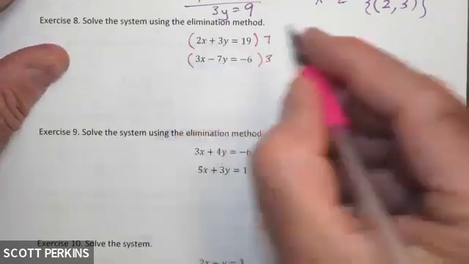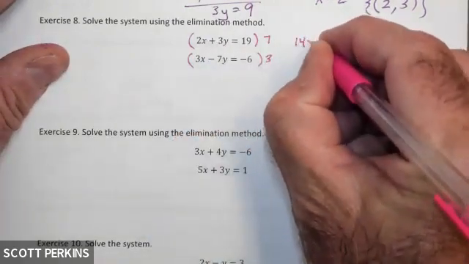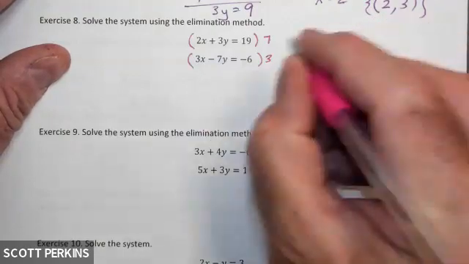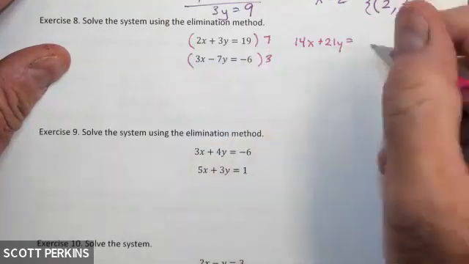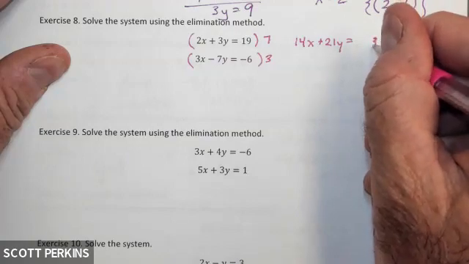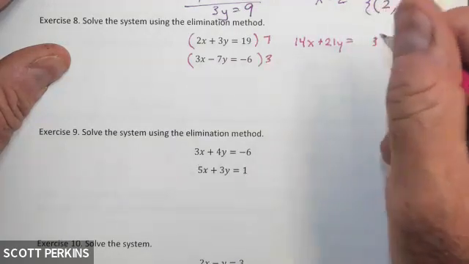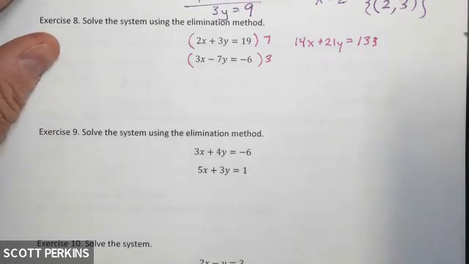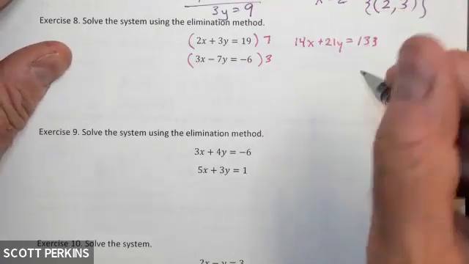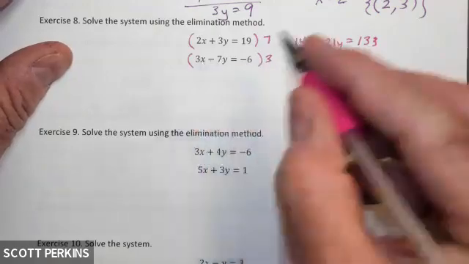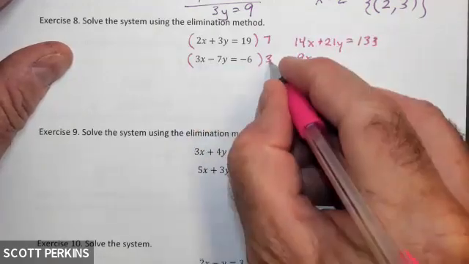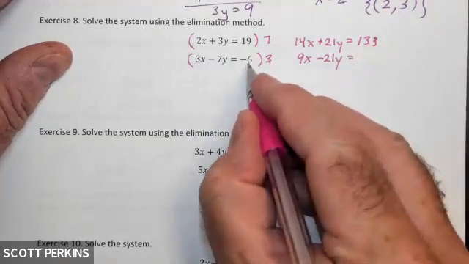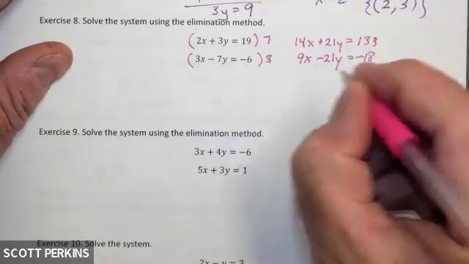So 7 times 2 is 14x. 7 times 3 is 21y. And then 7 times 19 is something. What's that? 133. That good? All right, great. Thanks for not making me do the arithmetic. I love it. 3 times 3 is 9x. 3 times -7 is -21y. And then 3 times -6 is -18.